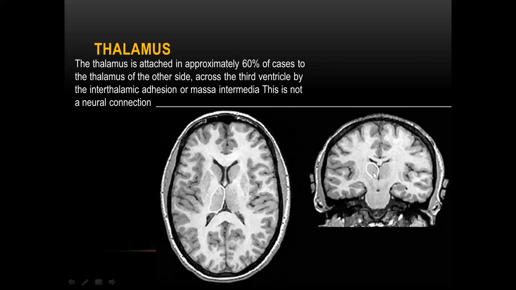It also forms part of the floor of the anterior horn of the lateral ventricle. So it is located in the lateral wall of the third ventricle and forms part of the floor of the anterior horn of the lateral ventricle. The thalamus is attached in approximately 60% of cases to the thalamus of the other side, and the connection is not really a neural connection. It is called the massa intermedia or interthalamic adhesion.